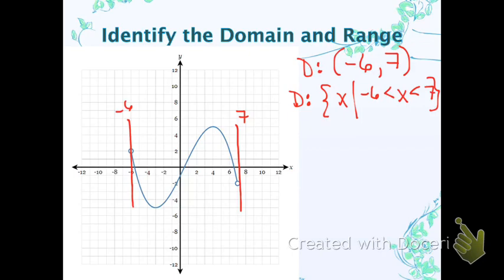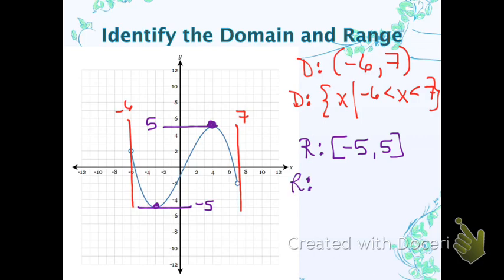Okay. To find the range, you're looking for your highest point and your lowest point. So here's your lowest point on the y-axis and your highest point on the y-axis. Notice that these points that I'm at, these are not open circles, so that means those values would be included. So the range would include all of those numbers from -5 to 5, and you would use the bracket instead of the parenthesis. Or if you were going to use the set notation, you would have the equal signs in your set.